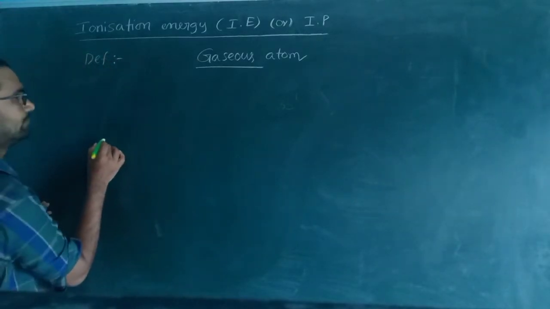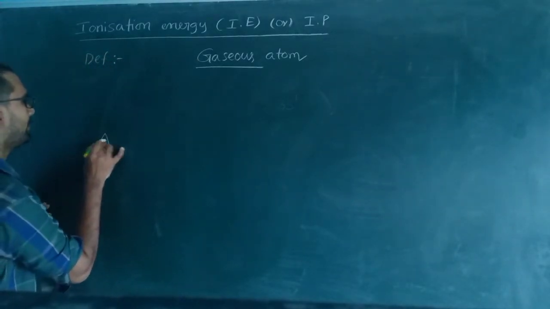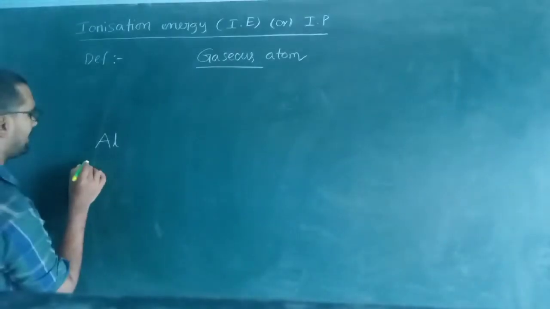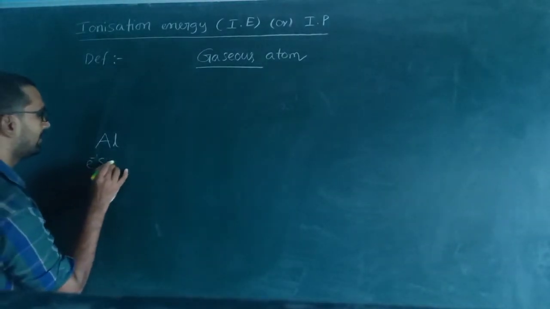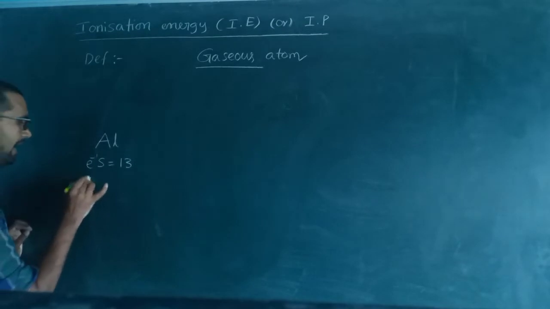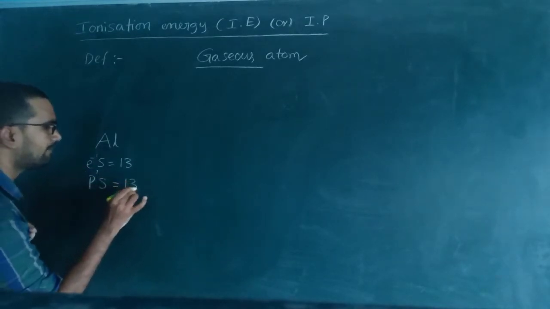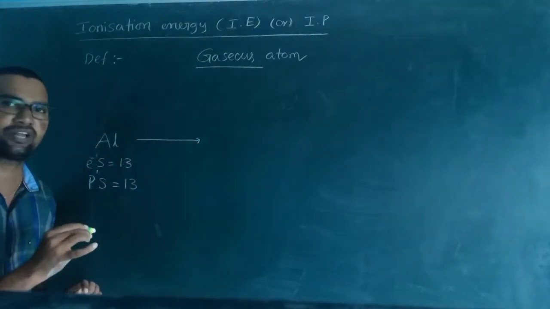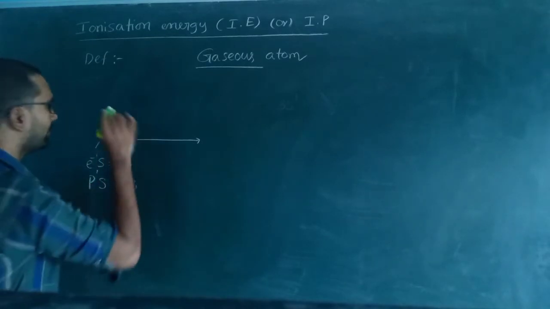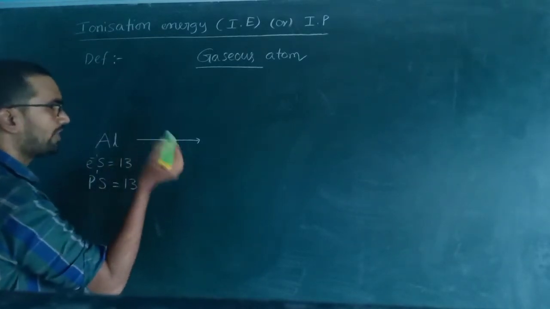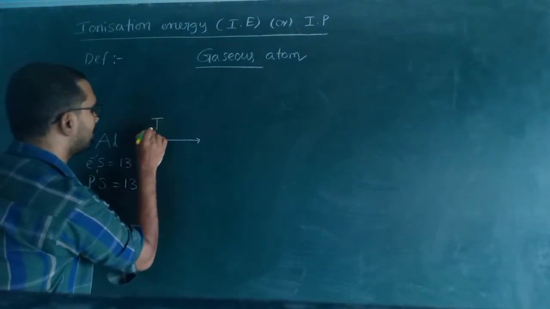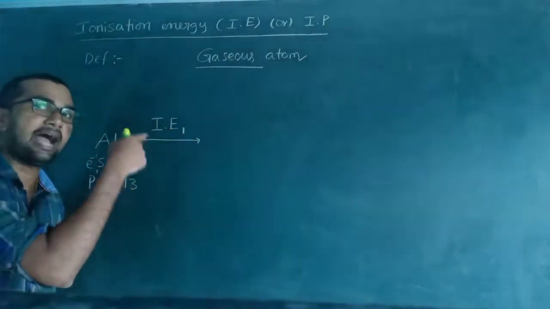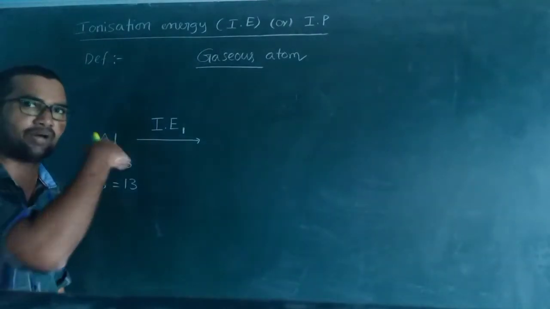See this example, this is aluminum. In aluminum, how many electrons are present, sir? In aluminum, 13 electrons are present outside. And how many protons are present inside? 13 protons are present inside. Now, remove the first electron. Removing the first electron means the last electron in aluminum. We are removing the first electron, so it must be mentioned here as IE1. The 1 indicates the first electron from aluminum.